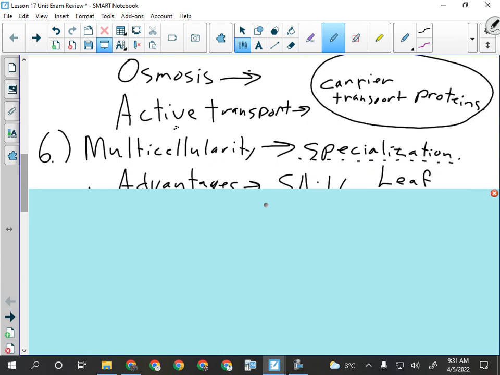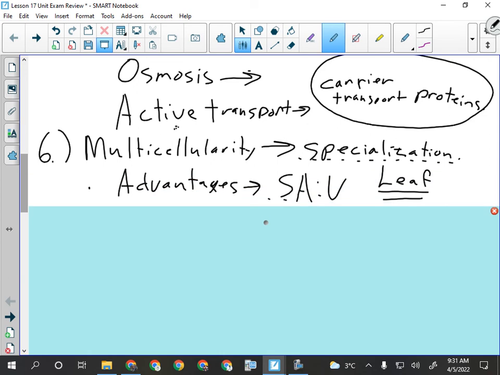Okay? And what are the advantages? Obviously we talked about this, surface area to volume, as cells get really big, again, diffusion doesn't work, so multicellularity allows organisms to get bigger without having the surface area to volume problem. And again, you can see I put leaf underlined there.